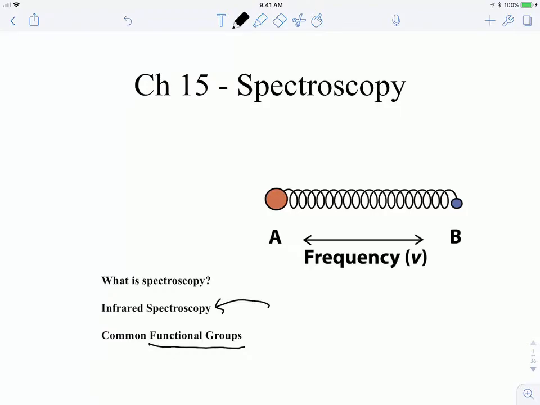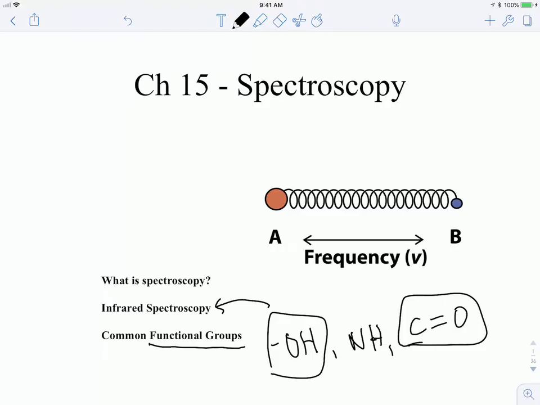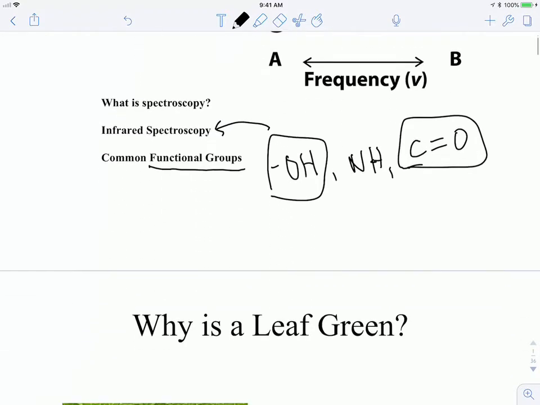And some of the functional groups that we're going to become familiar with and be able to identify by infrared spectroscopy are hydroxyl groups that are found in alcohols. We're going to be able to identify NH bonds in amines. We're going to be able to identify carbon-oxygen double bonds. These two, this OH group and this carbon-oxygen double bond, are the ones that are going to be the most important and the most useful in infrared spectroscopy.